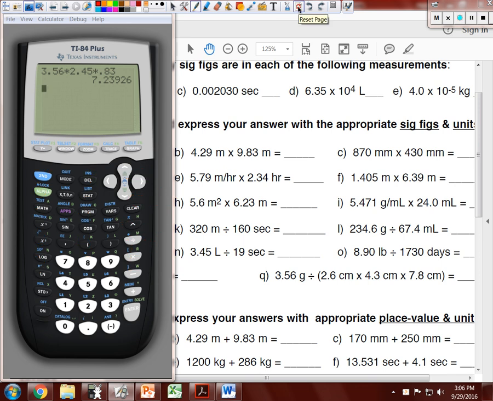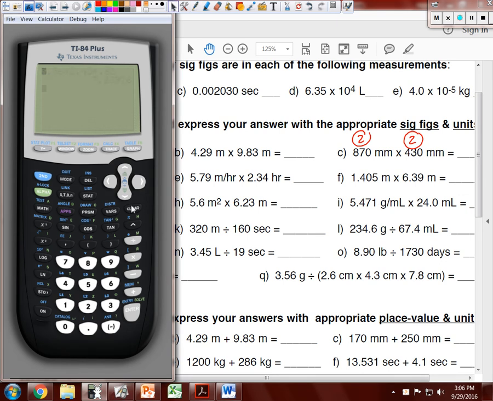Okay. Letter C. So how many significant figures are in 870? 2. What about 430? 2. So your answer has to have how many? 2. Well, here's the problem. When you come in and you look at your work, 870 times 430, you get that answer. Now, let me ask you this question. What side of the number are you going to start counting your significant figures on?